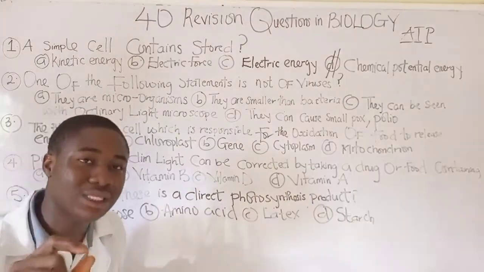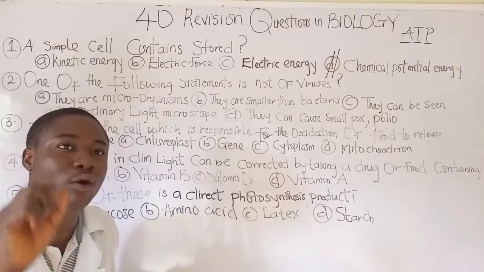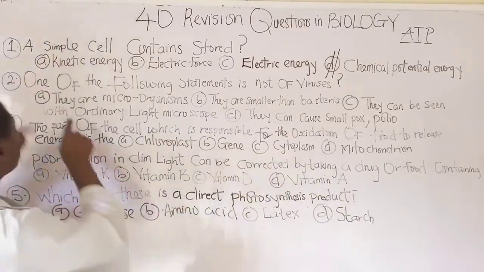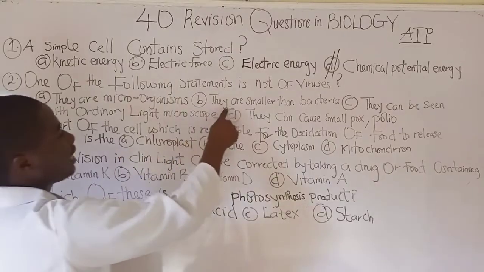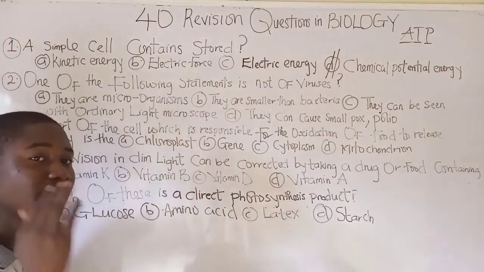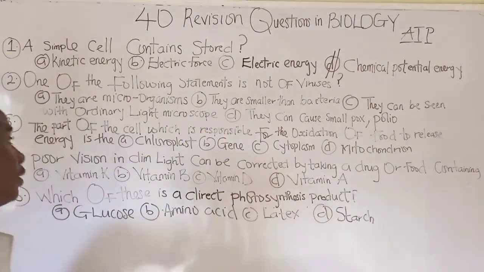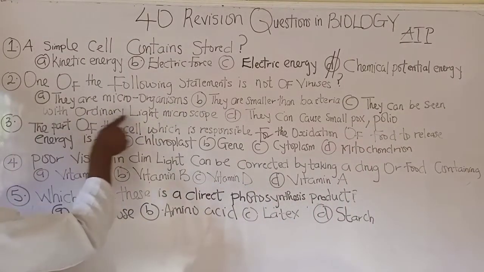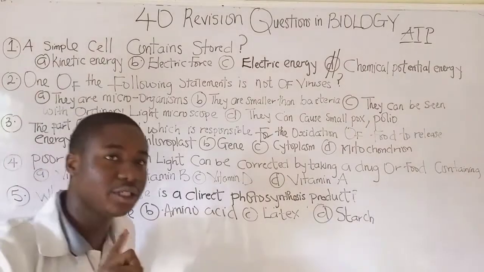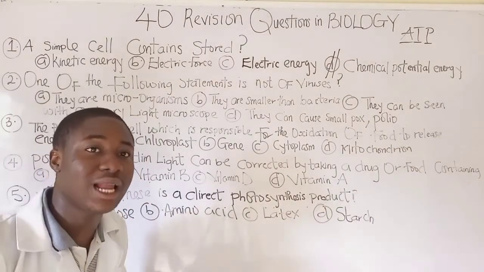But it must be noted, viruses are viewed with the aid of an electron microscope. So they are microorganisms, which is correct. Option B, they are smaller than bacteria. Yes, viruses are smaller than bacteria. Option C, they can be seen with an ordinary light microscope. No, viruses can't be seen with an ordinary light microscope.